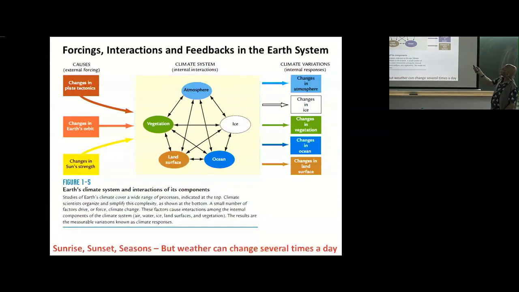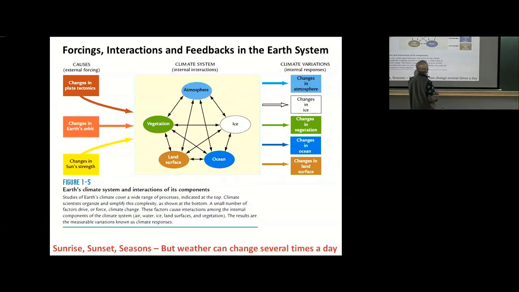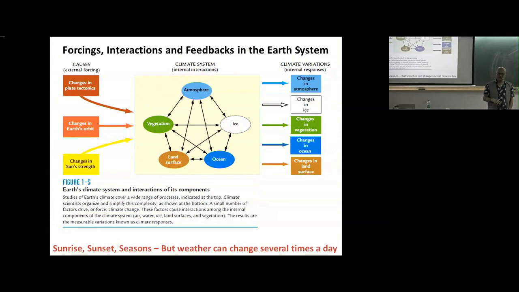And the net outcome is that you will have changes in atmosphere, changes in ice, and so on and so forth. The critical phrase here, external forcing and internal responses, which means they're not necessarily related to external forcing. So if you think of human beings as external forcings, even if human beings didn't do any greenhouse gas changes, you would have the monsoon. You would have things like El Nino.